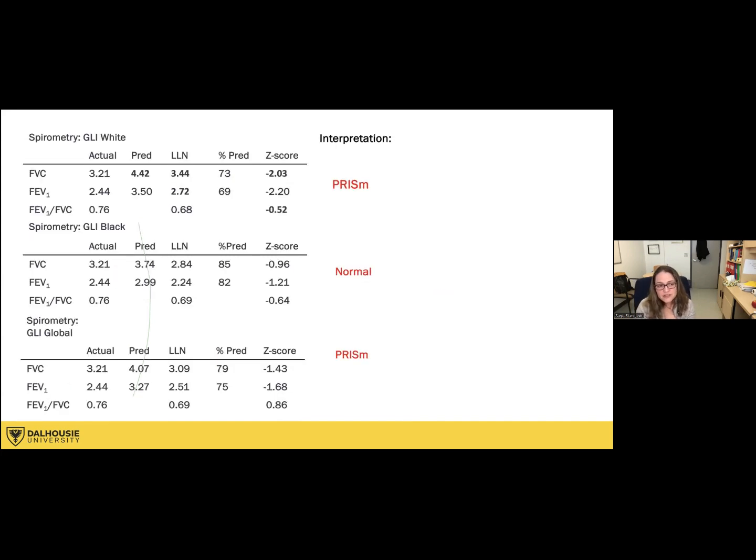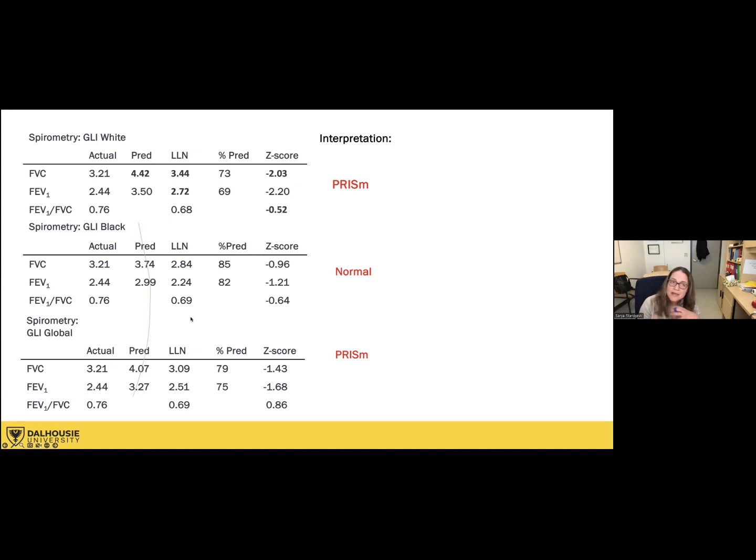There's no difference in the actual measured values. You can see in all of the measured values, the results are exactly the same. The difference in interpretation is whether we use the white equations for this individual, which would have identified PRISM. If we had used the black equations from GLI, it would have identified the individual as normal. And if we use the GLI global, again, we would have still identified this individual as having PRISM.